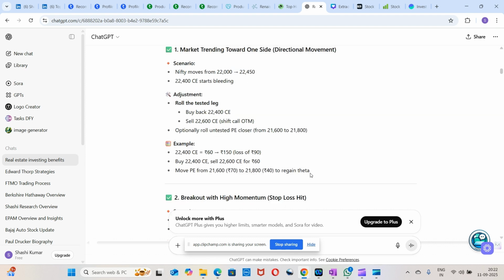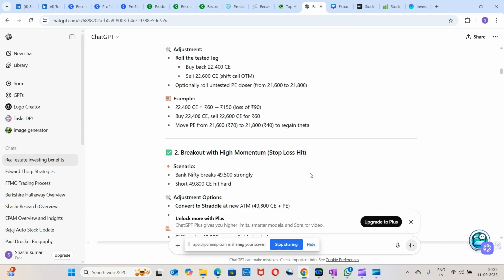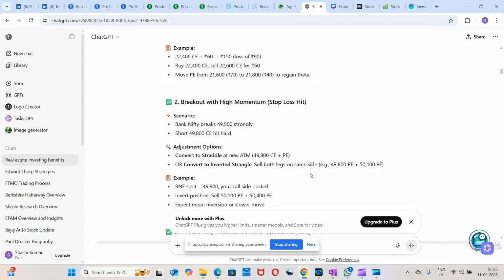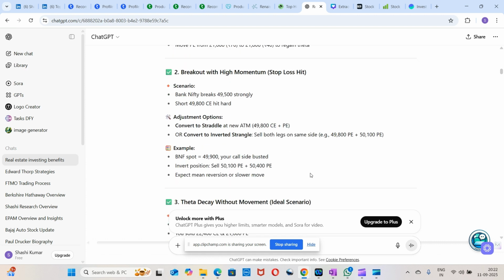So when a market is directional, we will roll the tested leg and shift the OTM on that tested leg side, and we will also roll the untested leg also. Next one is breakout with high momentum, stop loss is hit. So scenario is Bank Nifty breaks 49,500 strongly.